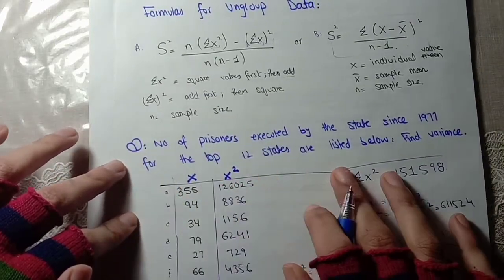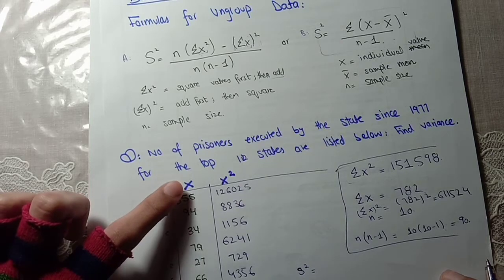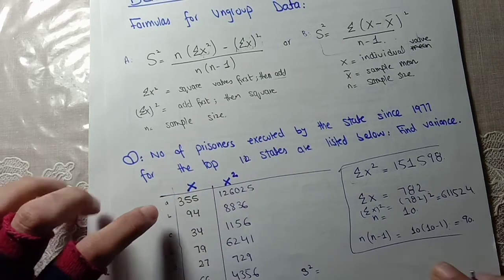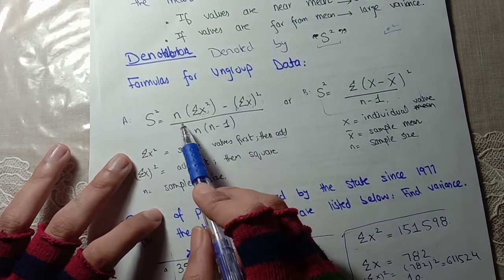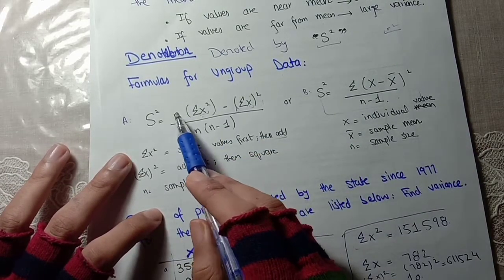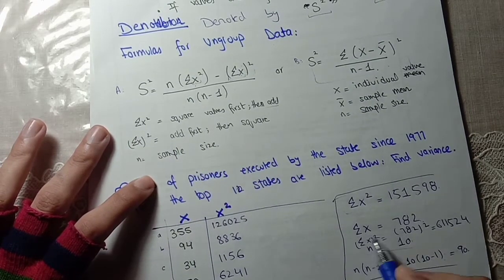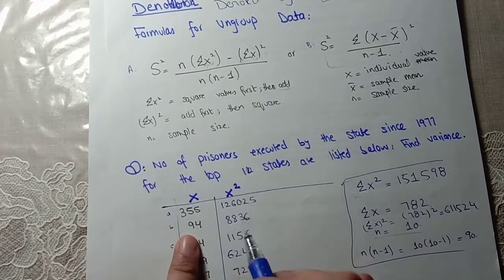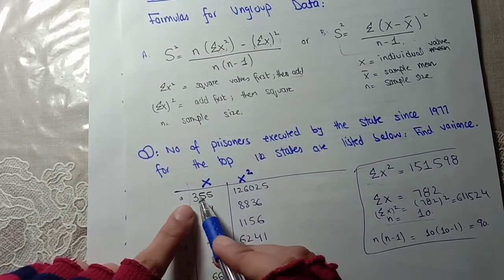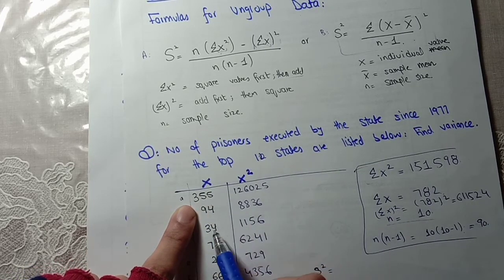Here a statement is given with some number of prisoners, and it is the column of x. Now we are going to solve the question by formula A. We have counted, so n is equal to 10. We have to square the x, so I have written the column of x square and have squared the values, like 355, 94 and 34, and written all of them here.